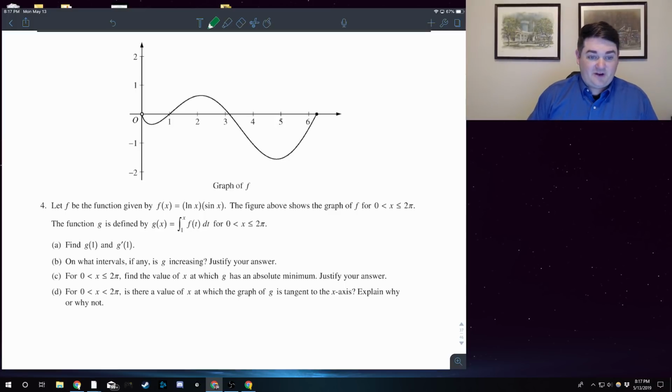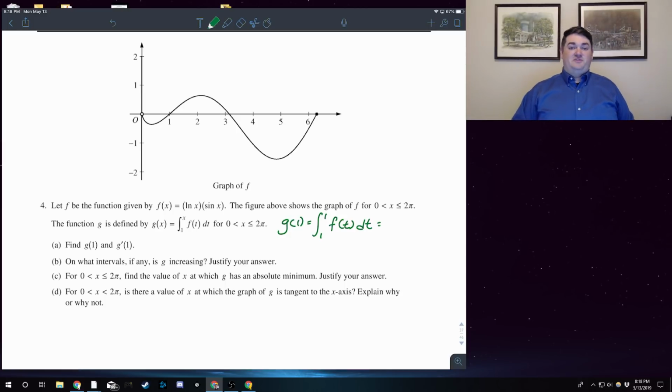So find g of 1, I'm just going to plug in. So g of 1 is going to be the integral from 1 to 1 of f of t dt. Okay, properties of definite integrals: the top and the bottom bound match. The value is 0, easy enough.